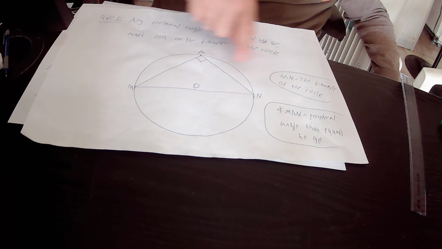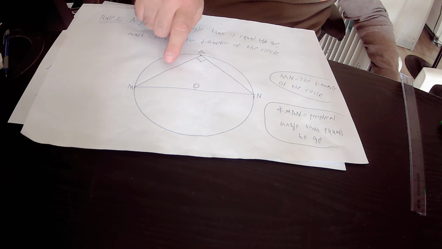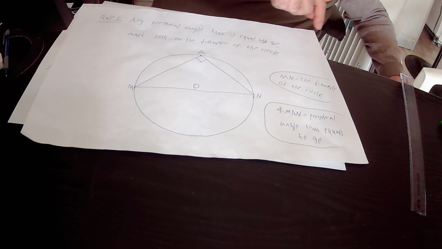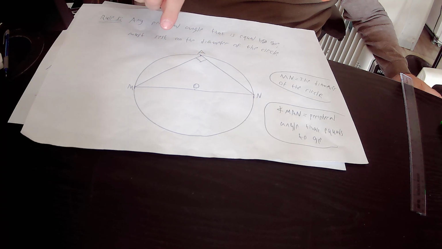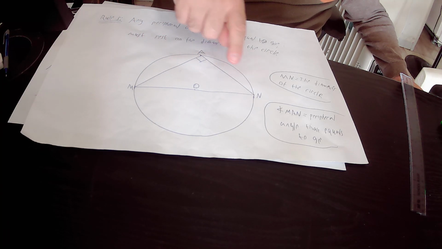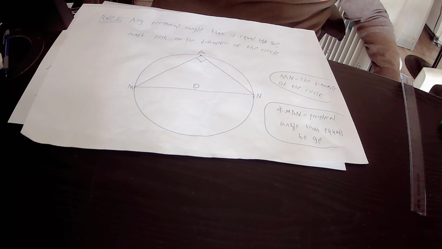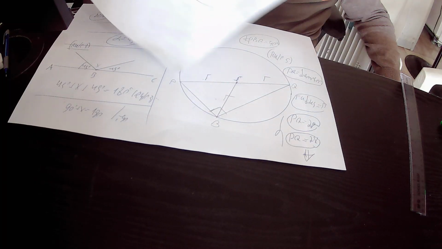Why is chord MN the diameter of the circle? Because chord MN passes through point O, that is the center of the circle, and we know that any chord that passes through the center of the circle must be the diameter of the circle. So, in conclusion, you can say that peripheral angle MAN, that is the right angle, is subtended on the diameter of the circle. You can implement rule number 5 in our drawing.